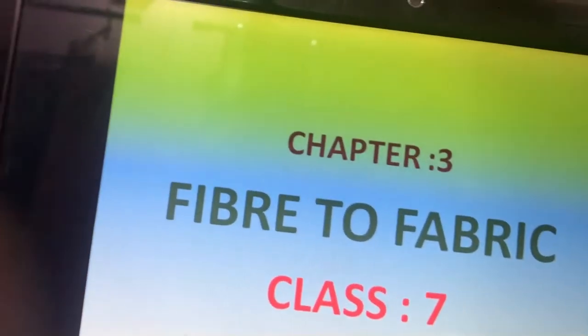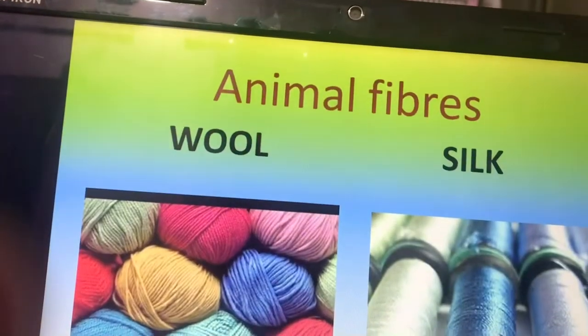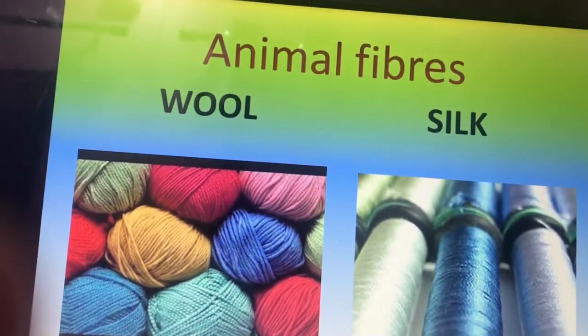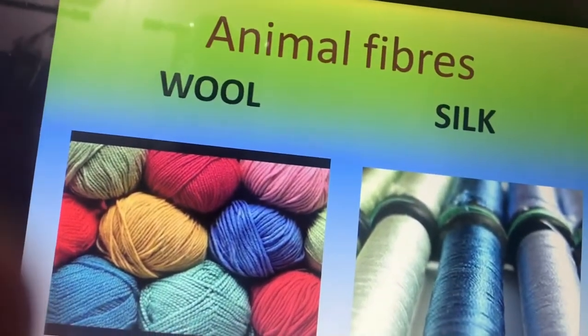So today we are going to start the third chapter, Fiber to Fabric. In 6th standard, you have studied about two plant fibers, cotton and jute, and this year you are going to study about some animal fibers. Okay, so let us start. The animal fibers which we are going to study this year are wool and silk.